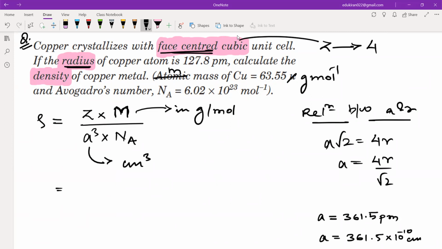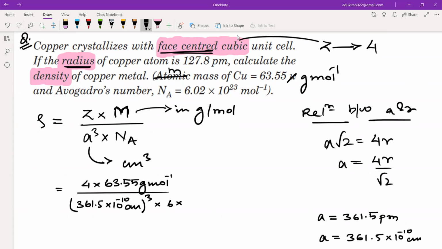So Z will be equal to FCC, then it is 4 into the molar mass, that is 63.55 grams per mole, divided by A cube. This is 361.5 into 10 to the power minus 10 centimeter whole cube into Na, 6 into 10 to the power 23 per mole.